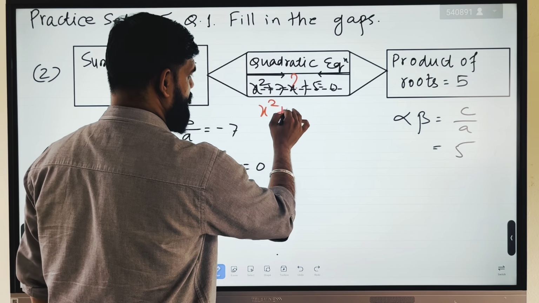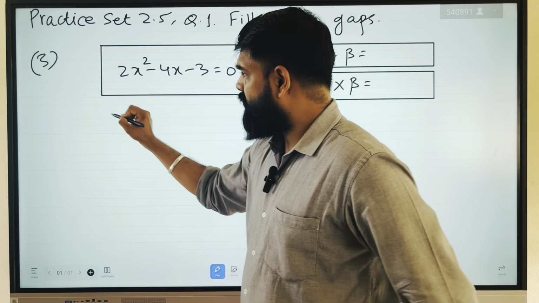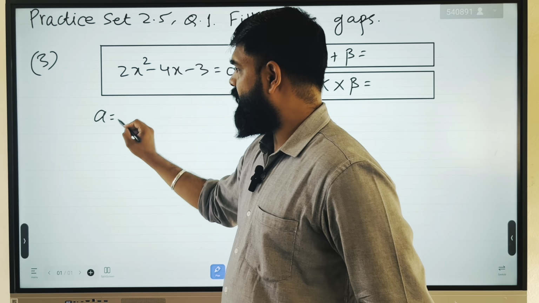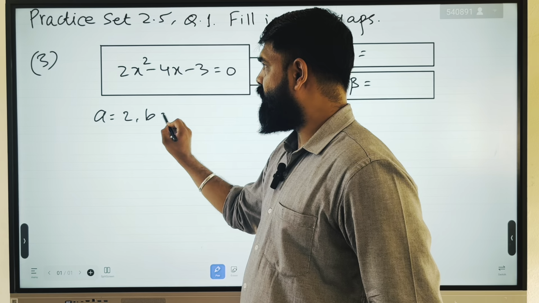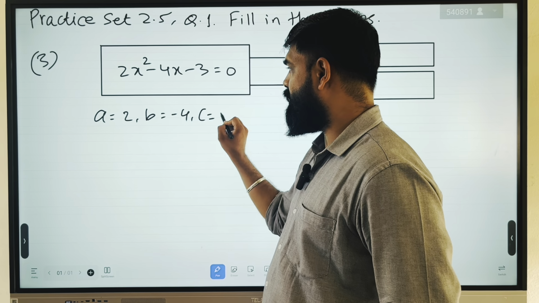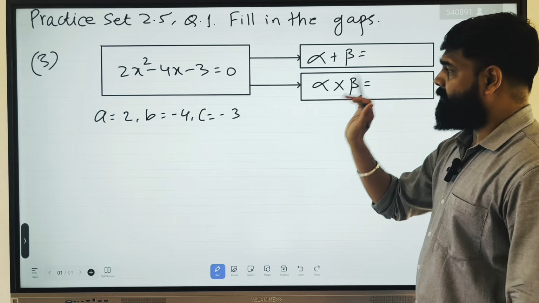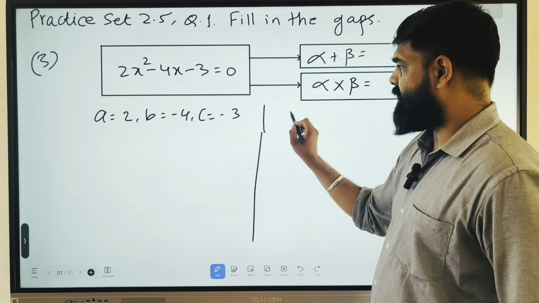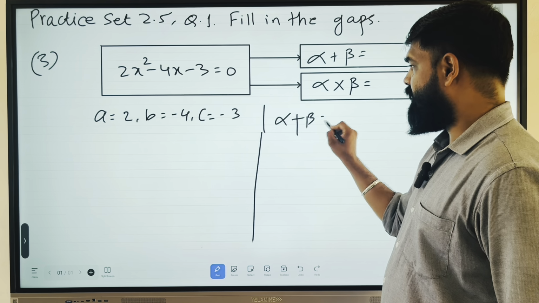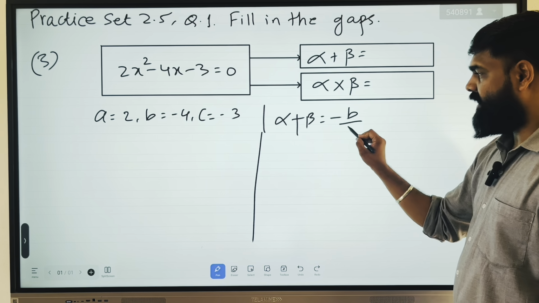So this is the required quadratic equation, x square of roots and product of root. Alpha and beta are the two roots of the quadratic equation. So let us write down the values. A is equal to 2, b is equal to -4 and c is equal to -6. So value of alpha plus beta, we have one formula, minus b by a.